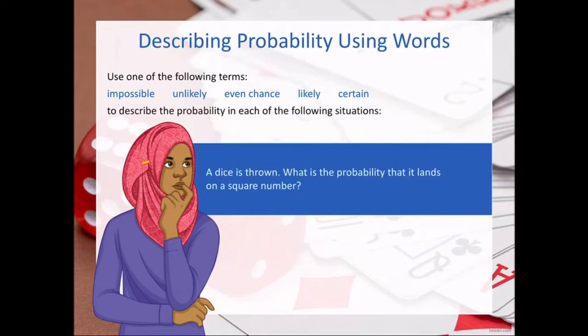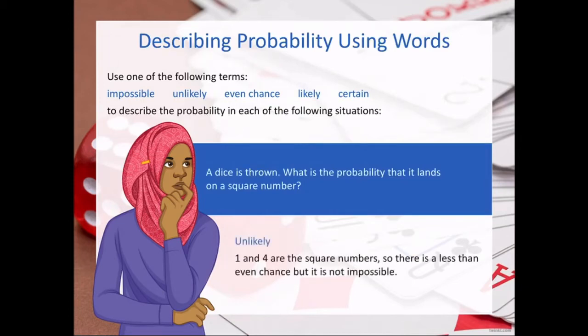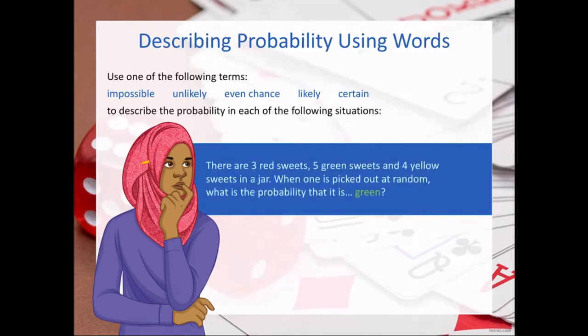A dice is thrown. What is the probability that it lands on a square number? So what are the square numbers on a dice? Have a think. The square numbers are 1 and 4, so there is a less than even chance, but it's not impossible. It's not impossible.